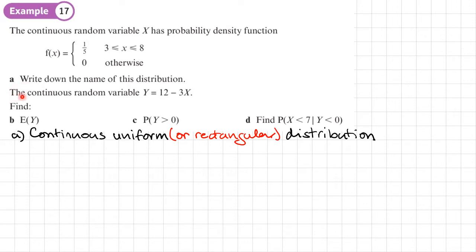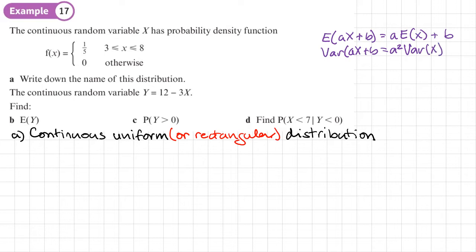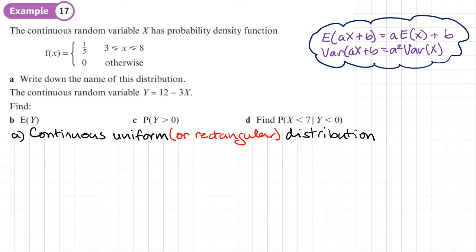Part B, the continuous random variable y equals 12 minus 3x. Now, when you start seeing that type of coding, you want to think, okay, if I want to find the mean, and this is the same for discrete random variables as well, it's a times the mean plus b. And if we want to find the variance of ax plus b, that's equal to a squared times the original variance of x. So that's probably going to be useful.